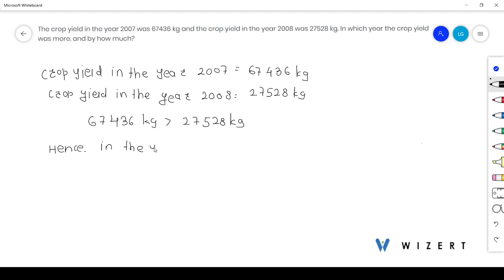Hence, in the year 2007, the crop yield was more than the year 2008, and to find how much more crop yield, we need to subtract 27,528 from 67,436.